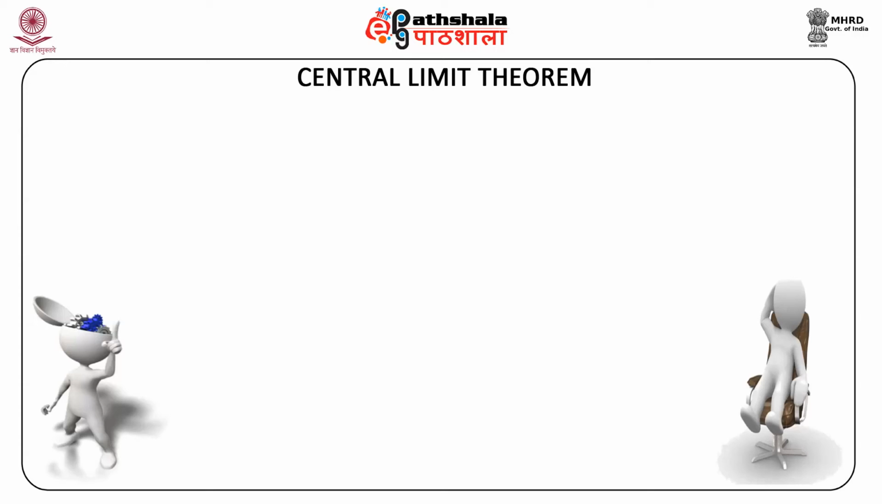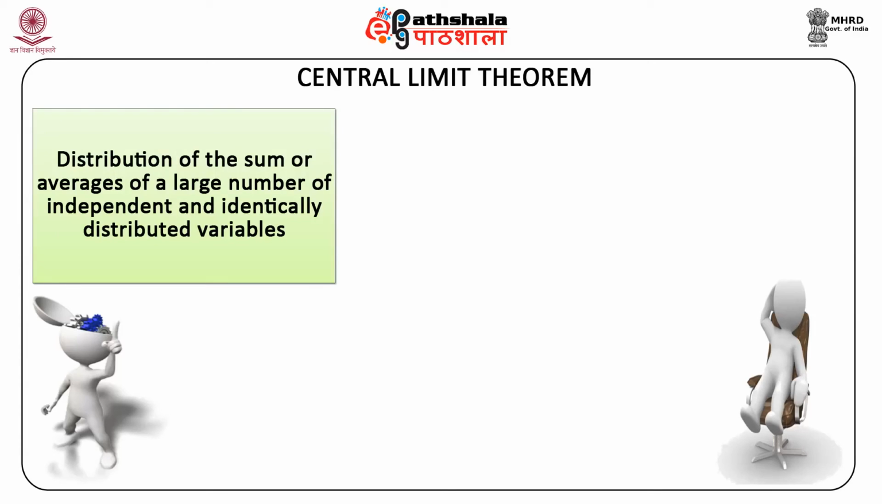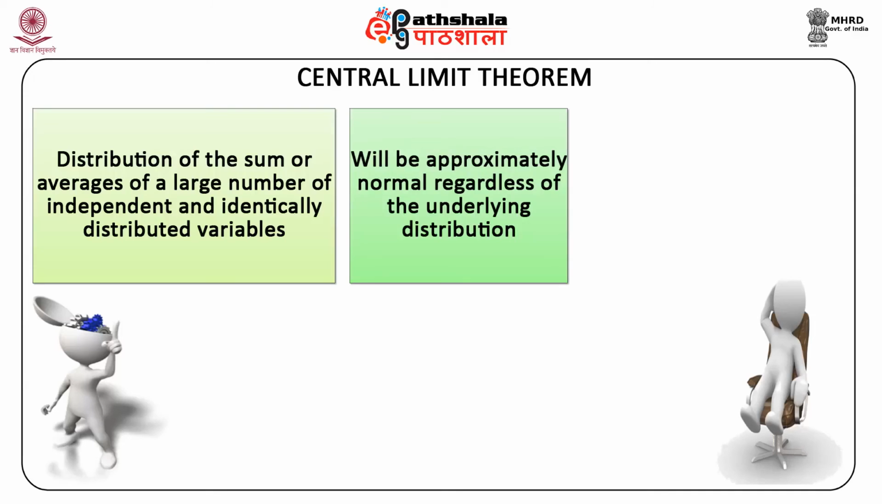This theorem has been expressed in many forms. One important version treats it in terms of the sum of identically distributed independent variables. According to this version, the central limit theorem states that the distribution of the sum or average of a large number of independent and identically distributed variables will be approximately normal regardless of the underlying distribution.